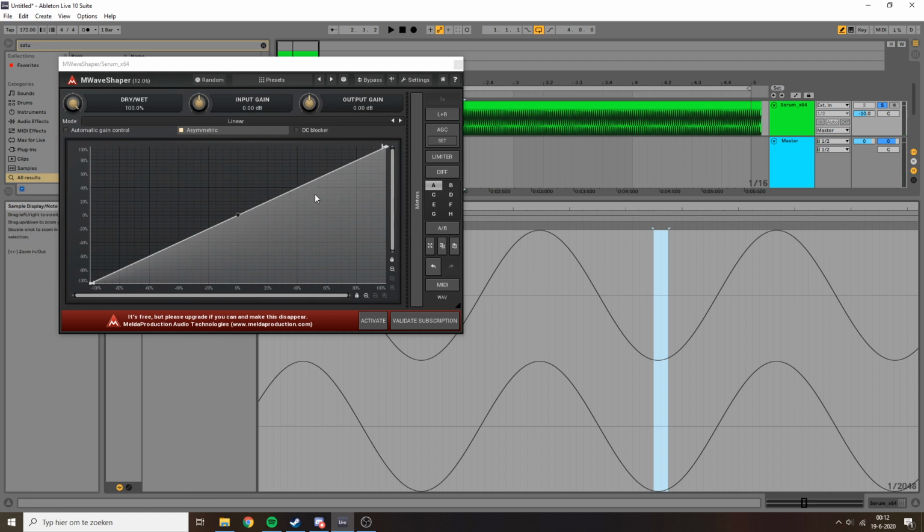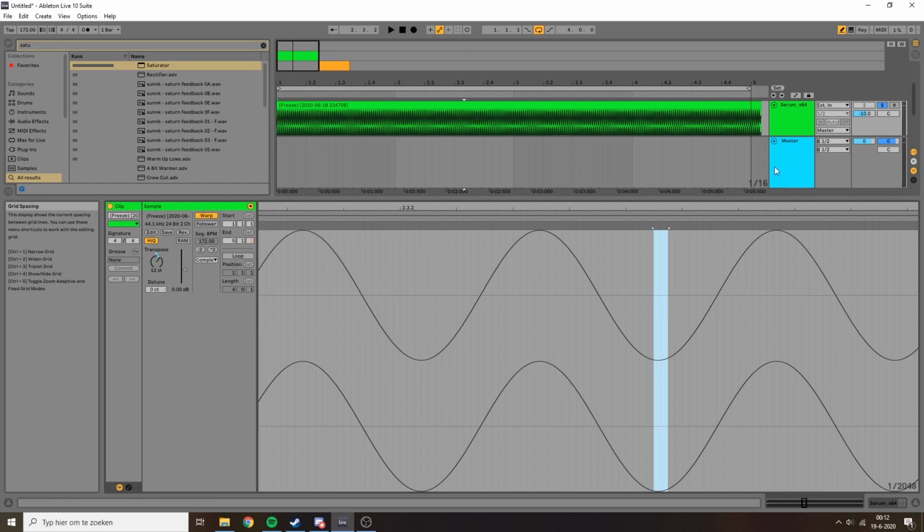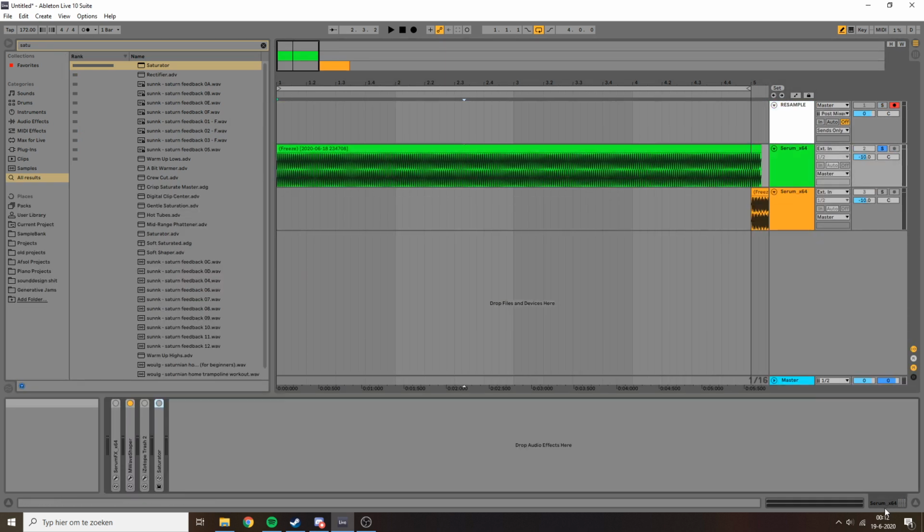So this way we can change the shape of the waveform differently for the top half than for the bottom half. You have to be careful though with asymmetric wave shaping because it can introduce some DC offset. So it's best to use a DC filter or a high-pass filter after you do this. So yeah, there's tons of plugins you can use to do wave shaping.